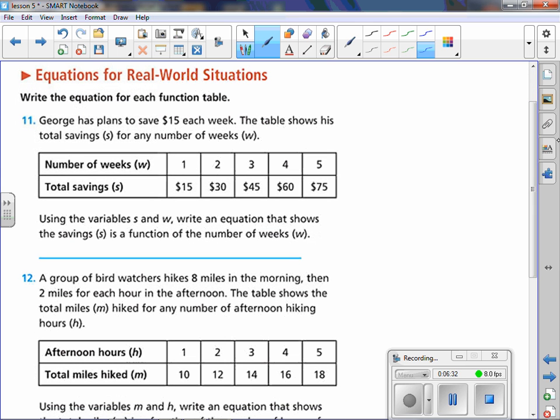George has plans to save $15 each week. The table shows his total savings for any number of weeks. Using the variables S and W, write an equation that shows his savings. Well, he saves, right? Savings equals 15W, $15 per week.